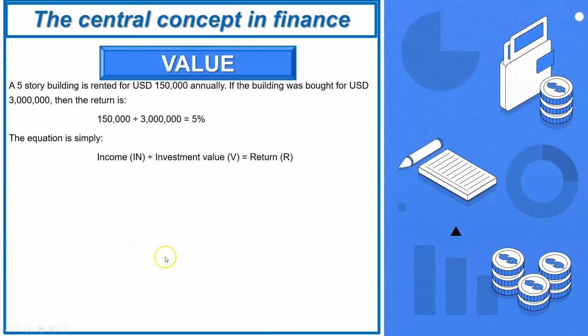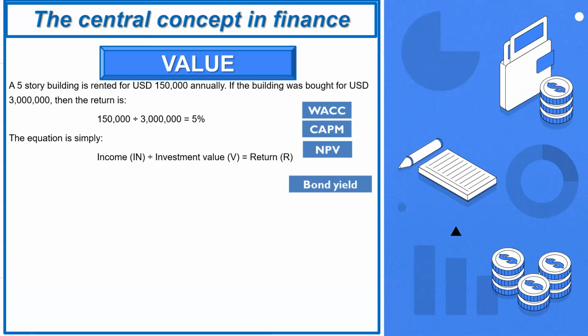This simple idea is behind complex calculations such as the weighted average cost of capital, the capital asset pricing model, the net present value, bond yield or the value of the bond, or even the value of a stock or a share of the company, and many other valuations, including valuing a company for merger and acquisition.